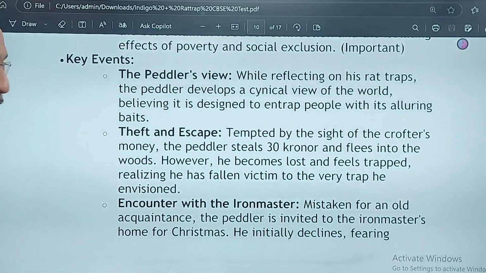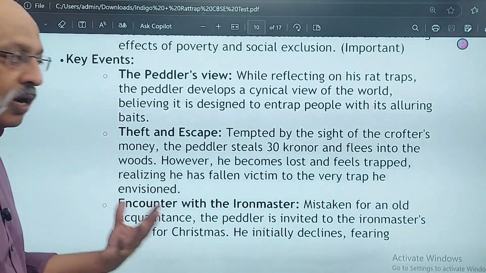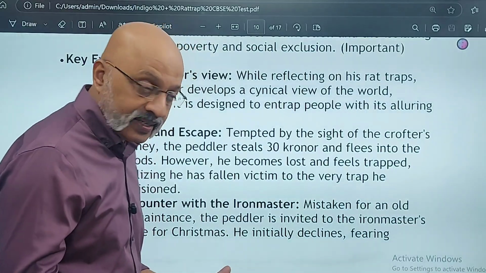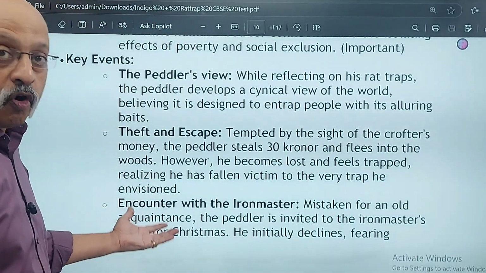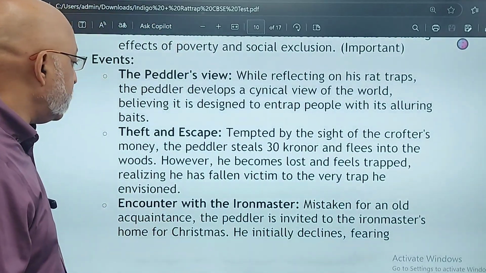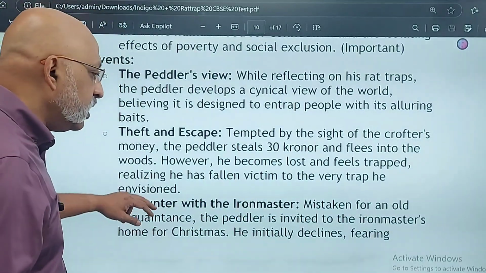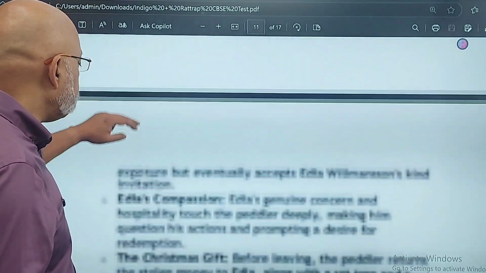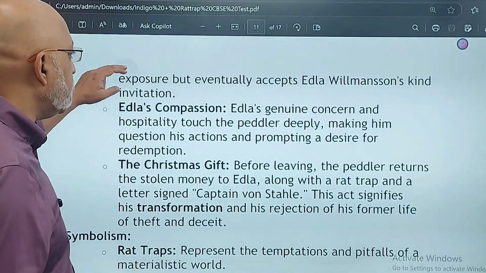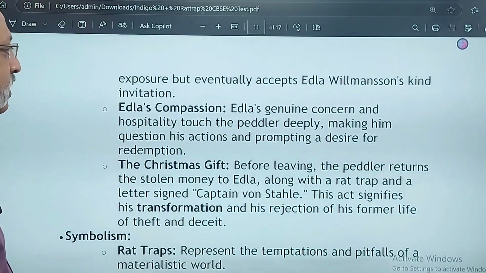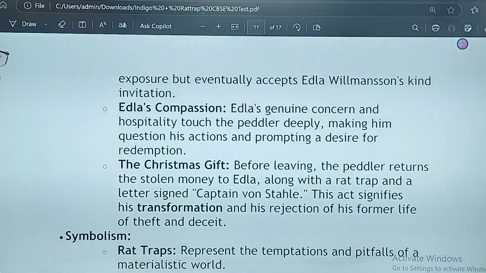Encounter with the ironmaster. He's mistaken. Now it's a case of mistaken identity. He's mistaken for the captain, an old acquaintance. The peddler is invited to the ironmaster's home for Christmas. He initially declines, fearing exposure, but eventually accepts Edla Willmansson's kind invitation.